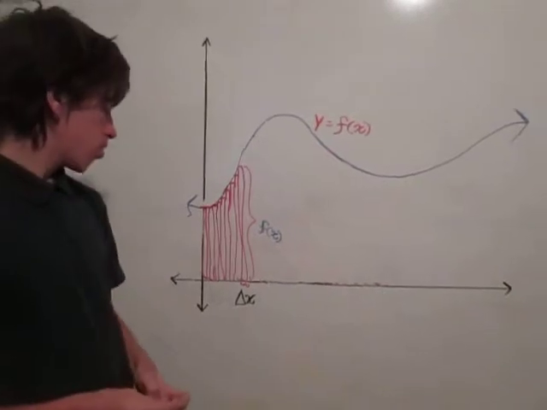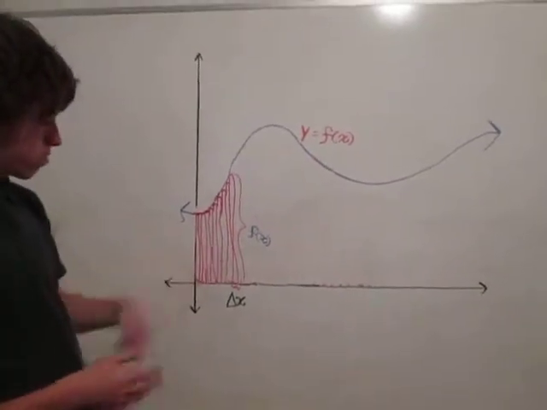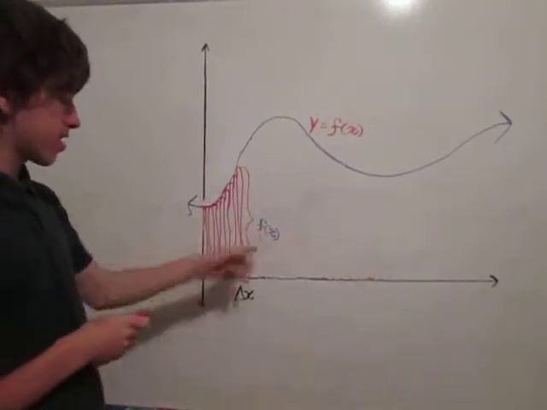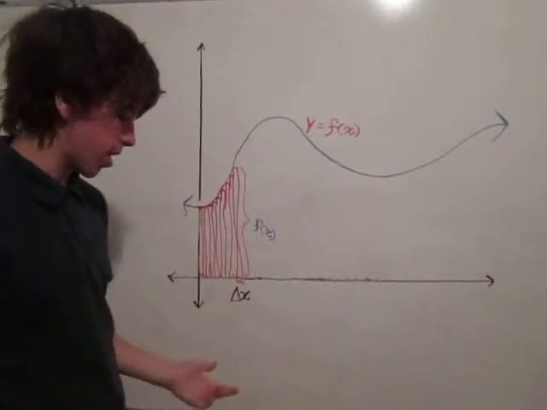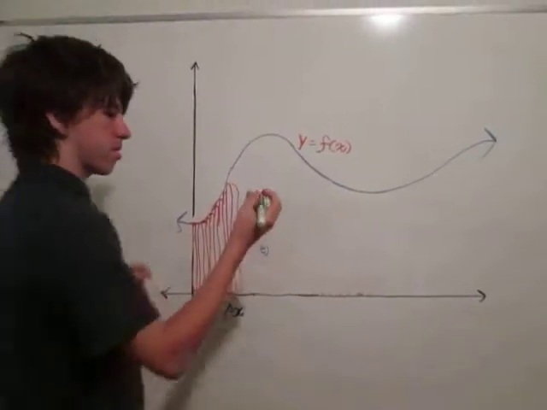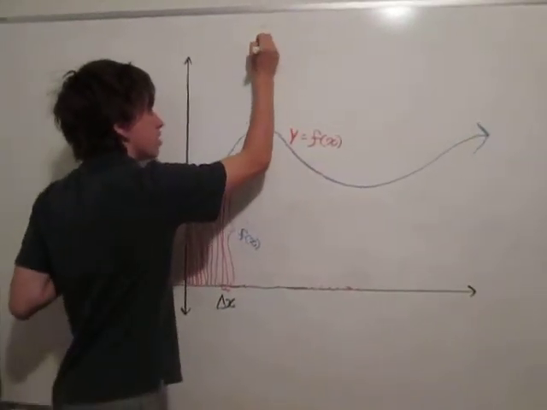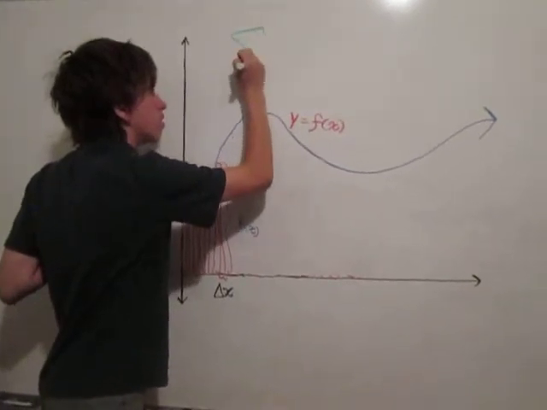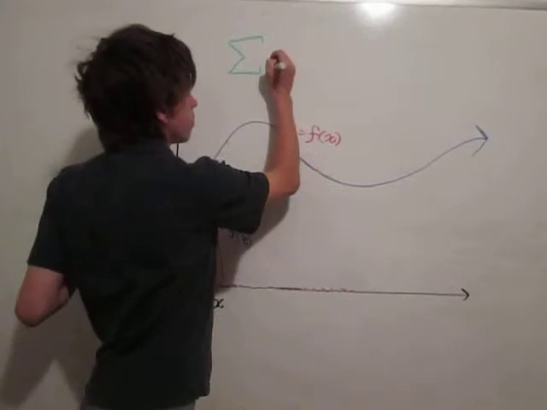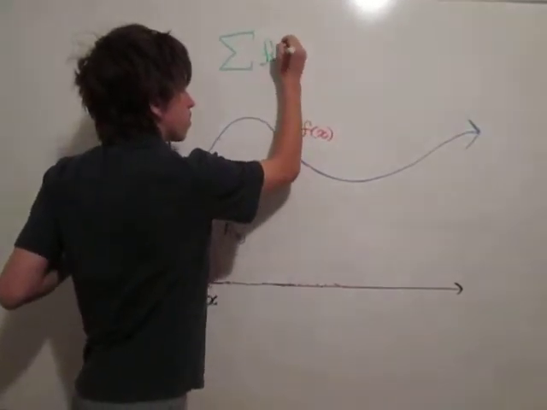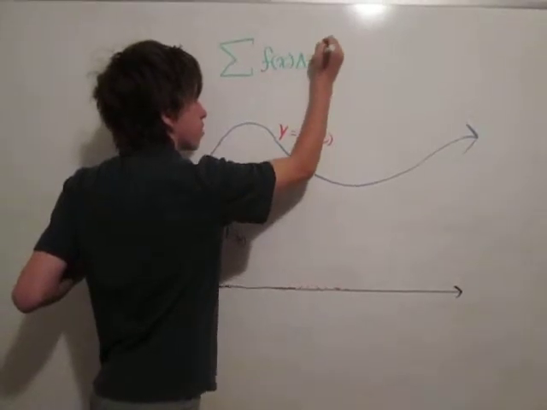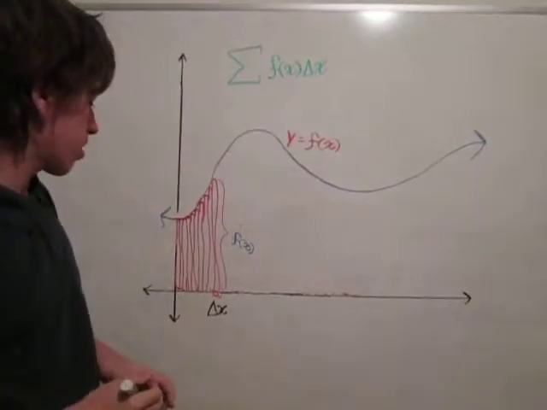Alright, so I guess we could just multiply base times height, delta x times f of x, and then sum them all up, right? And we have a way to sum things. It's called sigma notation. So we could sum up all of the heights times the little depths, right? And what's our little depth equal to?